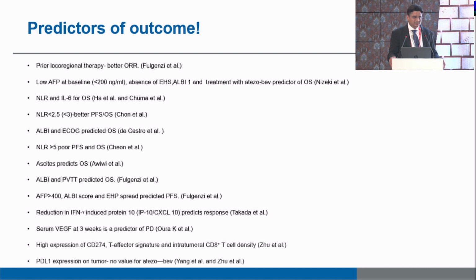NLR: there are various reports saying that less than 2.5 or less than 5 predicts the response to therapy. ALBI score, ECOG performance status is definitely required. Performance status should be good for the patient to respond. And ascites also predicts the overall survival. Lastly, these are the last 2 points.